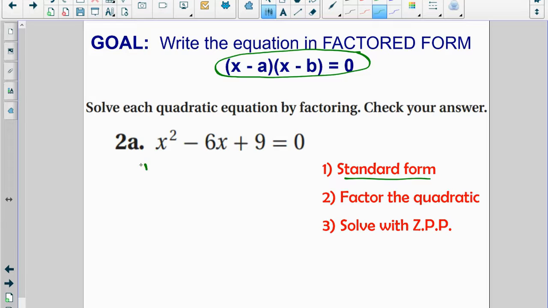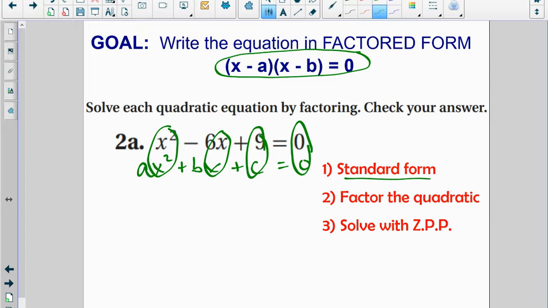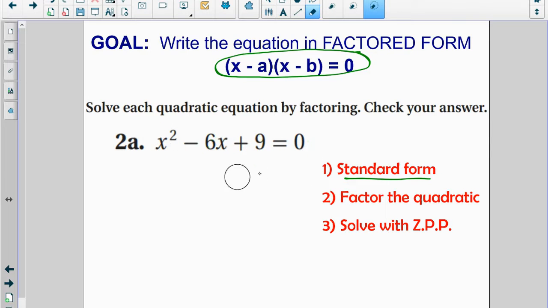Remember, standard form is ax squared plus bx plus c equals 0. So the big thing is make sure you've got your x squareds first, your x's second, your constant terms third, and then finally it's got to be equal to 0. If it's anything else, we have to do some adding or subtracting to move things around. All right, so this one's in standard form. We're ready to go. Step 2 says to factor the quadratic.